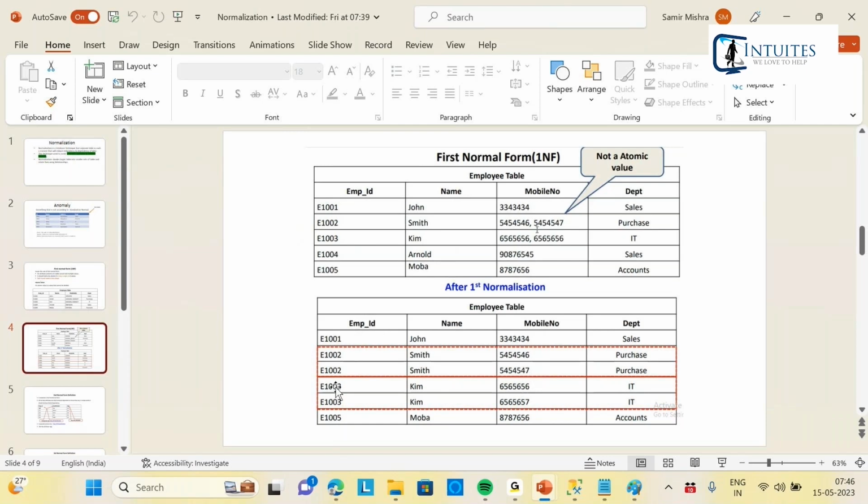Any questions up to here about the first normal form? Then I can move on. Any questions, guys? Anybody have anything? Please be active in the class.